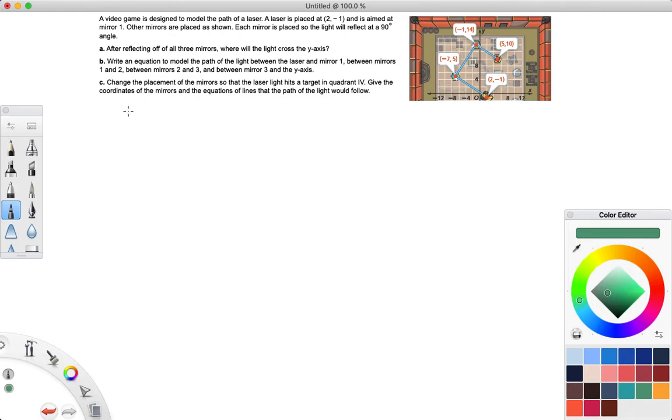Okay, so perpendicular, remember our slopes are inverse. So if our one slope was m equals a, then our second slope would be negative 1 over a.